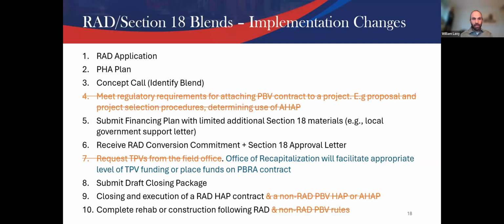The PHA then submits its draft closing package to the Office of Recapitalization and goes towards closing once that's approved and executes a RAD HAP contract. It used to be they'd also execute a non-RAD project-based voucher contract or a project-based voucher AHAP. Those aren't necessary anymore. And then you'd complete the rehab or construction just following the RAD rules, not also needing to follow the non-RAD project-based voucher rules. So hopefully this will make things quite a bit simpler to implement.